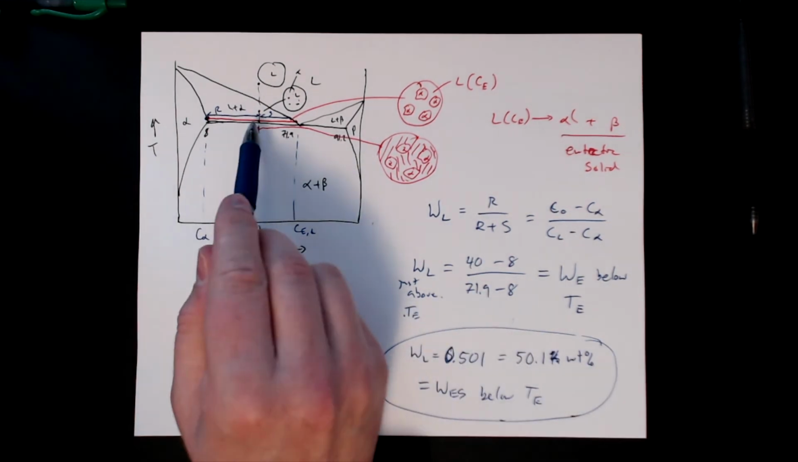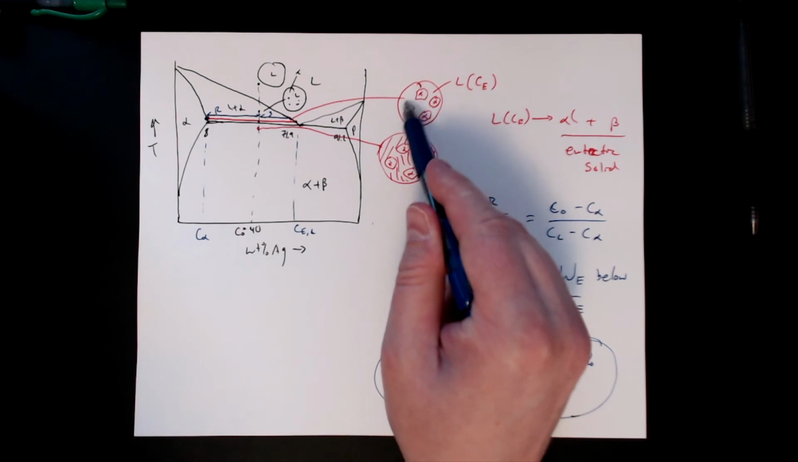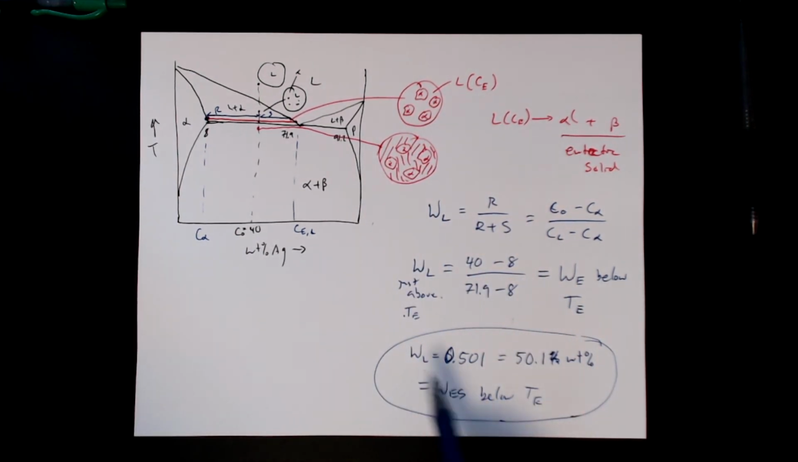We do it above because we know all this liquid here becomes this eutectic solid, and so we can use that number to calculate this number. So we get 50.1 weight percent liquid, and therefore eutectic solid.